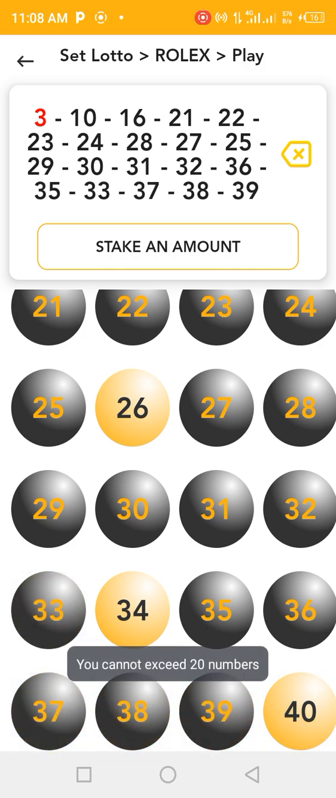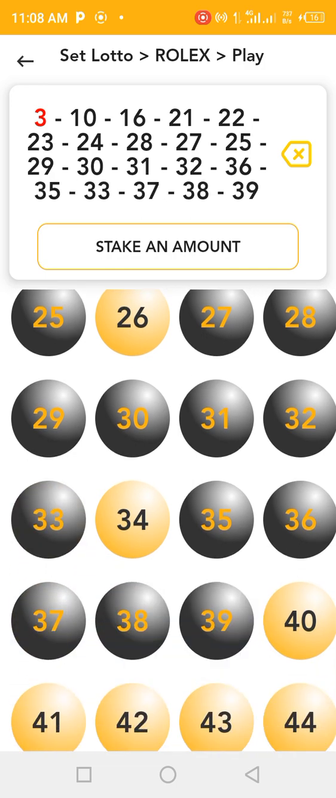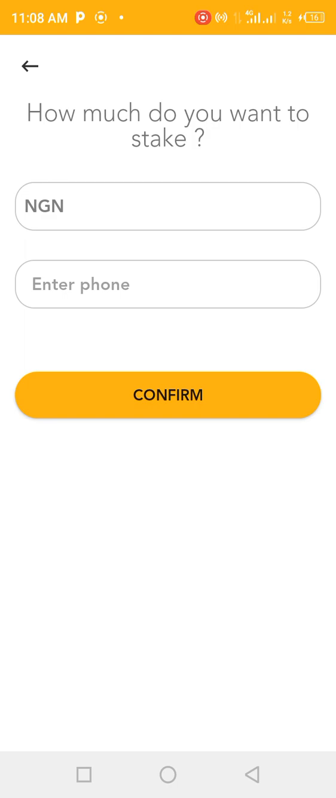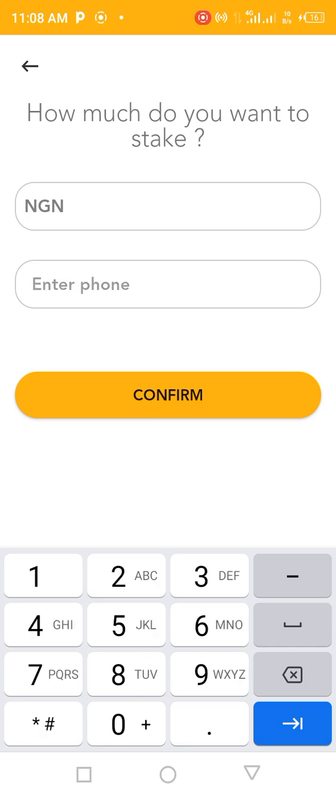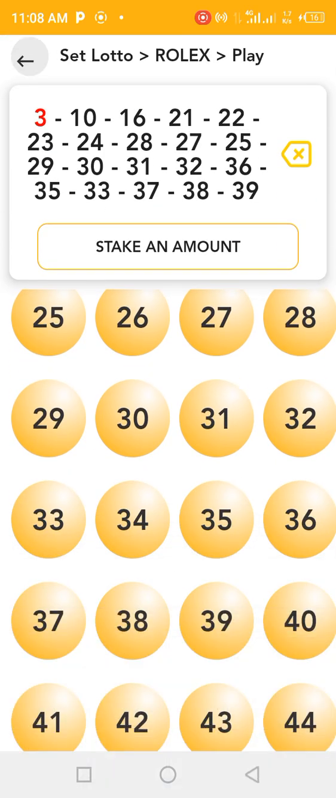Once it reaches 20, you cannot exceed 20 numbers. You can see the machine keeps popping that up. And then I will stake an amount, any amount you want to stake, just like we did in combination. You stake an amount, then you put your telephone number, and then you confirm, you put your PIN, and you initiate. It's as simple as that. That is in combination two. Let us go back again.